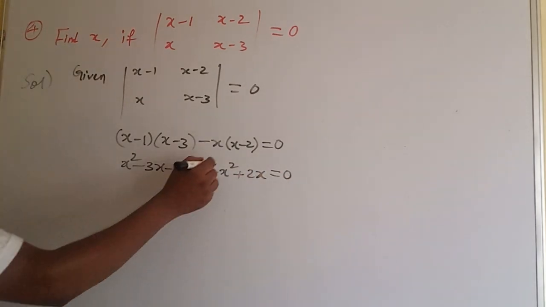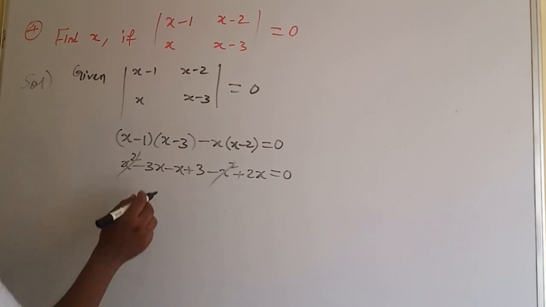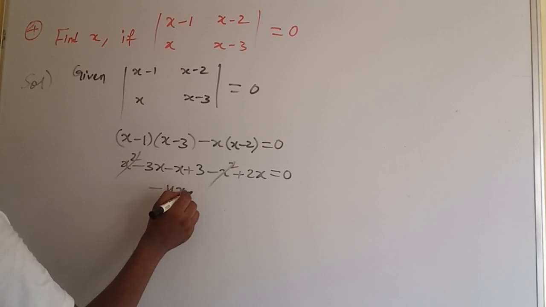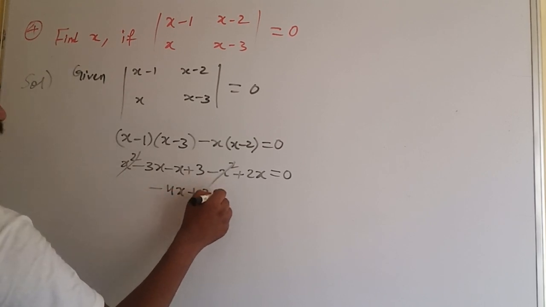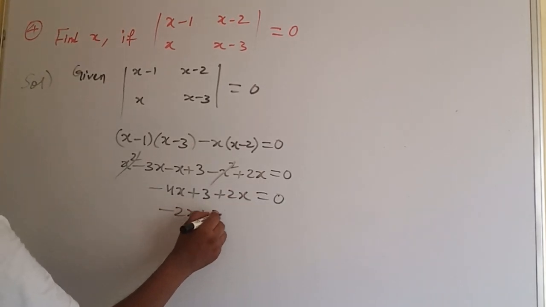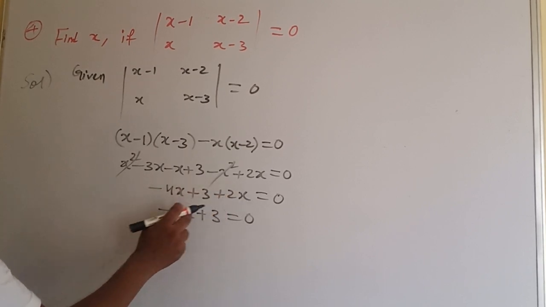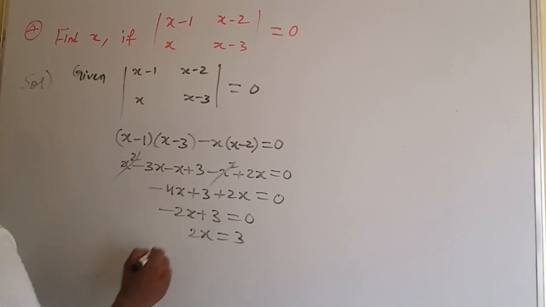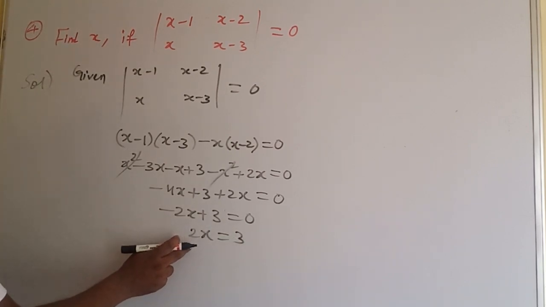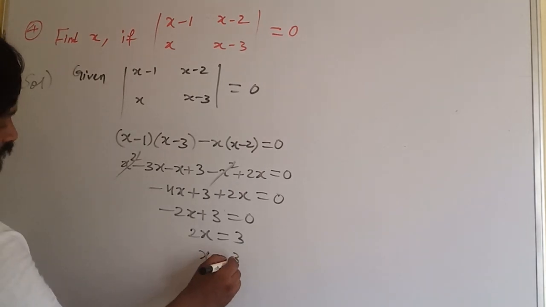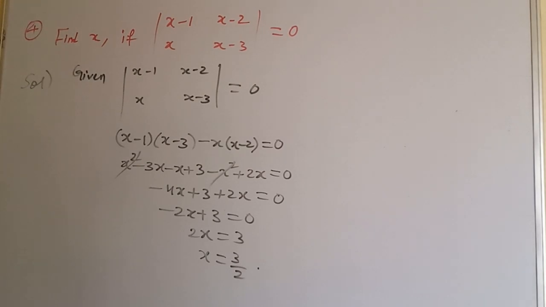Let me write now: minus x square plus x square get cancelled. Minus 3x minus x is minus 4x. So let me write minus 4x plus 3 plus 2x is equal to 0. So minus 2x plus 3 is equal to 0 because minus 4x plus 2x means minus 2x. Now minus 2x goes to that side as plus 2x. So 2x is equal to 3. Now here 2 is multiplying, so it goes to that side and becomes divide. So x is equal to 3 upon 2. So at last you got the answer as x is equal to 3 upon 2.